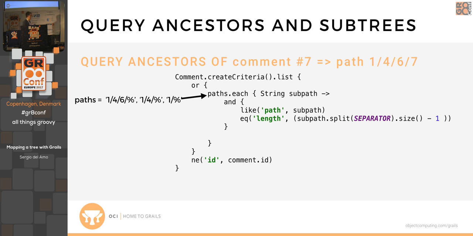We can do this with a single select using a criteria query. Basically, what I have done is I have a method which, given a path like 1, 4, 6, 7, returns me this list. And then I can group all operations with the path and against the length. And I don't want to include myself as an ancestor, so that's why I have this non-equal here.